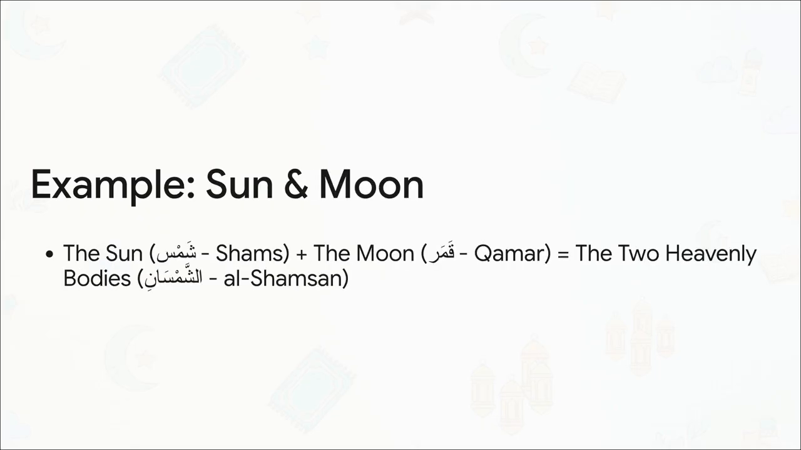Here's another amazing one. How do you talk about the sun, Shams, and the moon, Qamar, at the same time? Simple. In this pair, the sun is the team captain. You just say al-Shamsan, which sounds like the two suns, and everybody who speaks Arabic knows you mean both the sun and the moon. It's just so clever.